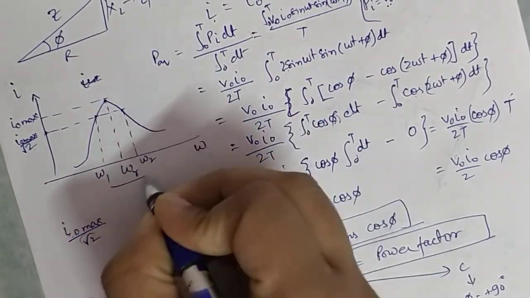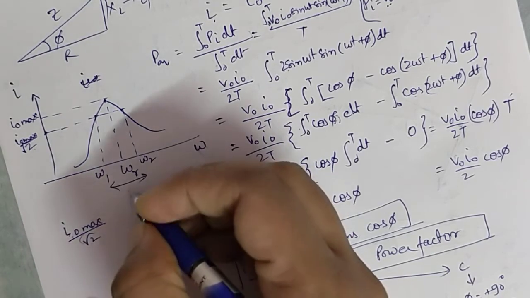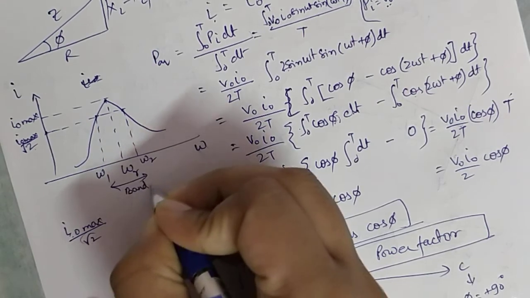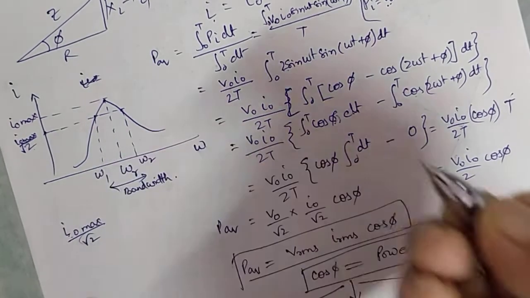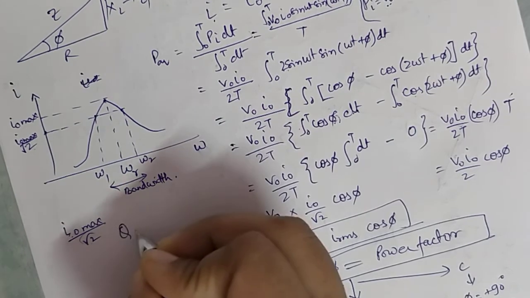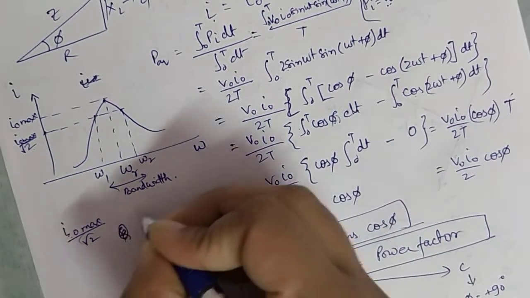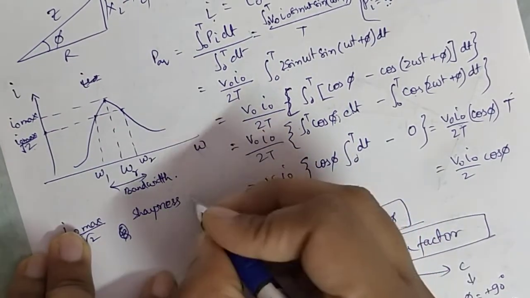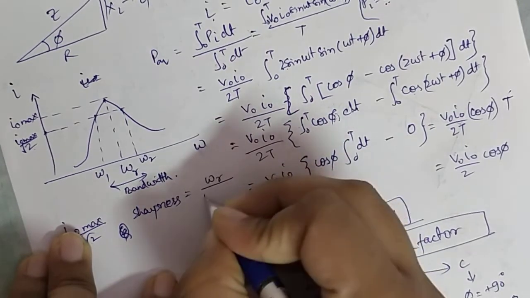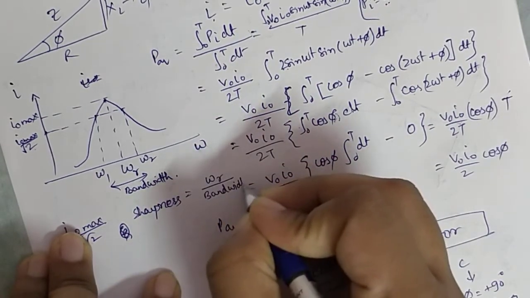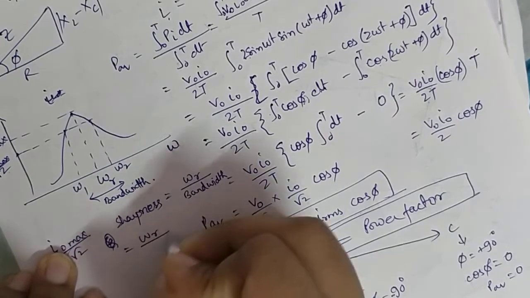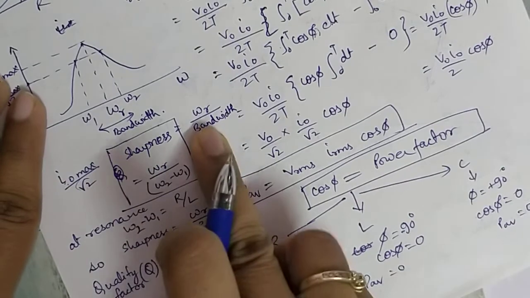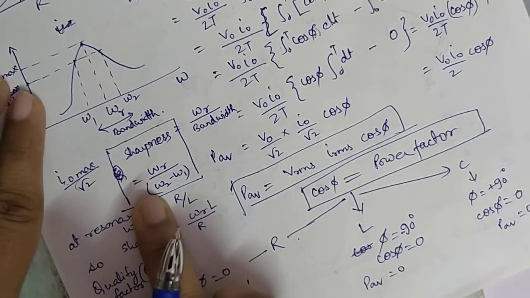Now this difference between omega 2 and omega 1, this is called delta omega, or also known as bandwidth. So there is a term called quality factor or sharpness. Before quality factor we'll do sharpness. Sharpness of this curve is given by omega naught or omega r divided by bandwidth, which is equal to omega r upon omega 2 minus omega 1. So sharpness is omega r upon bandwidth.